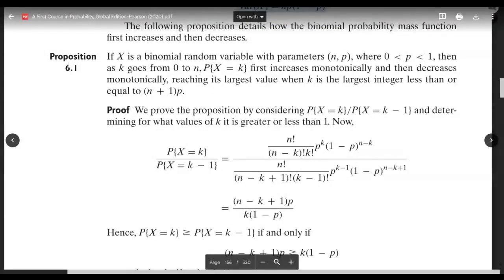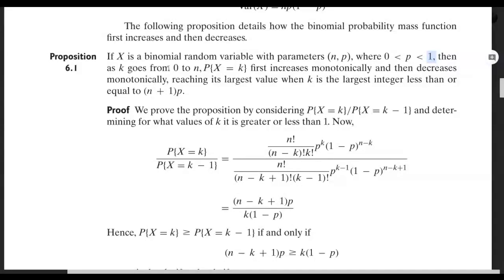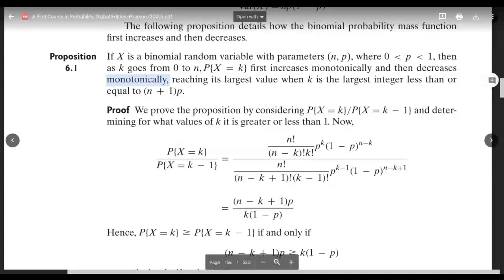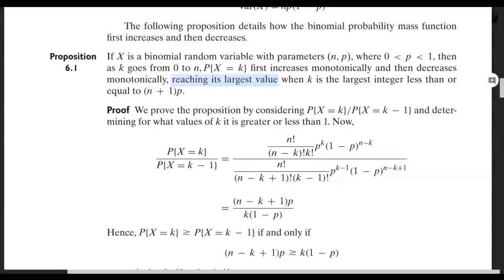715. Okay, let's see this one. Proposition 6.1. If X is a binomial random variable with parameters n trials and probability of success p, and p is not 0, not 1 — be careful with these conditions — then, as k goes from 0 to n, the probability of X equals k first increases monotonically and then decreases monotonically, reaching its largest value when k is the largest integer less than or equal to (n+1)p.